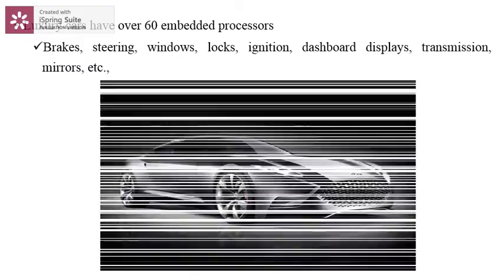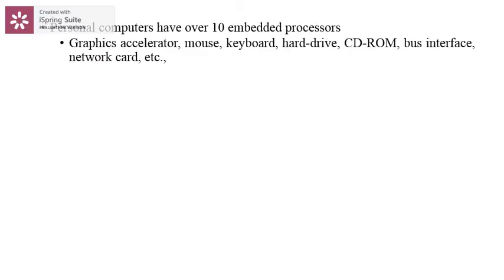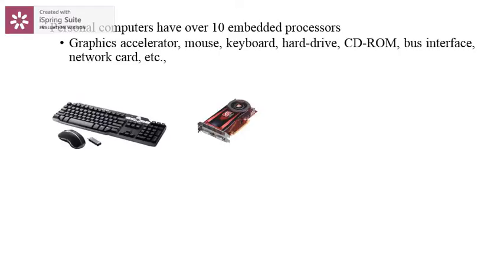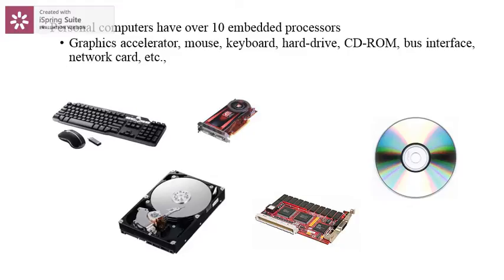Luxury cars have over 60 embedded processors: brakes, steering, windows, locks, ignition, dashboard displays, transmission, mirrors, etc. Personal computers have over 10 embedded processors: graphics accelerator, mouse, keyboard, hard drive, CD-ROM, bus interface, network card, etc.